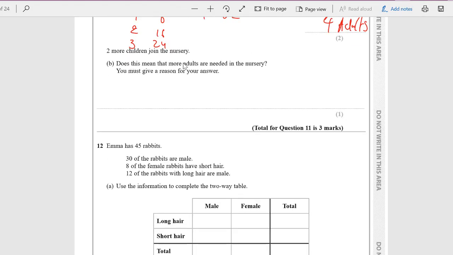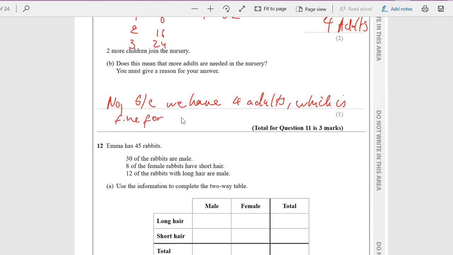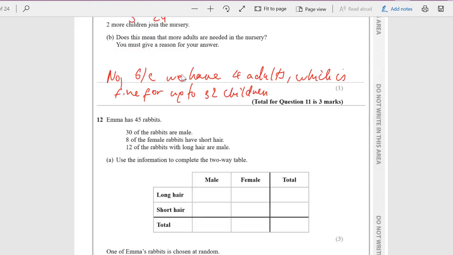Okay? So it says 2 more children join the nursery. So does this mean that more adults are needed in the nursery? You must give your reasons for it. And well, we know that the answer is going to be no, because we have 4 adults, which is fine for up to, we said, 32 children. And of course we had 30 to begin with, adding the 2, that's 32.